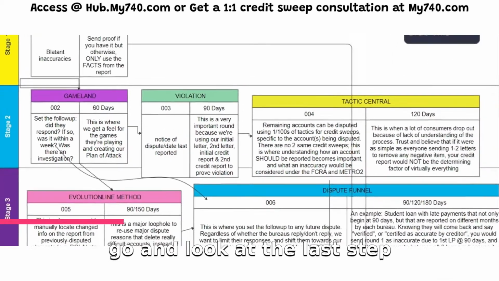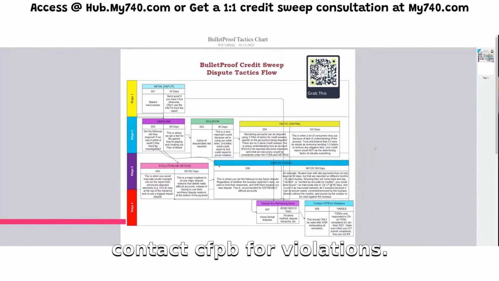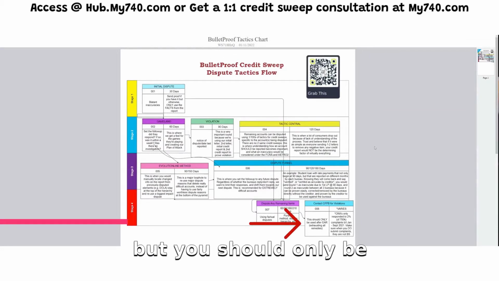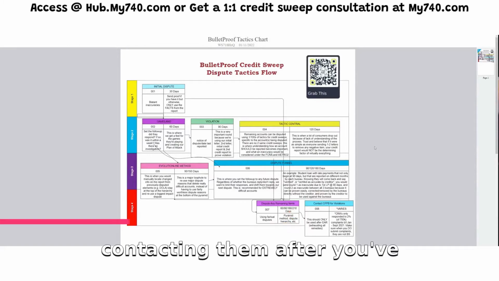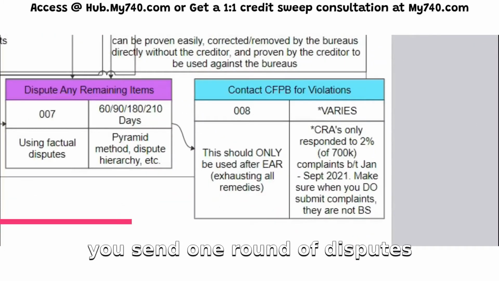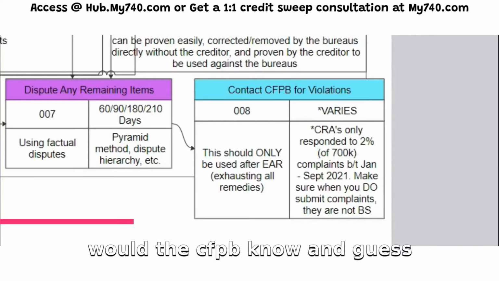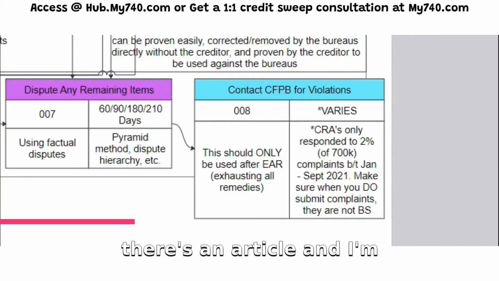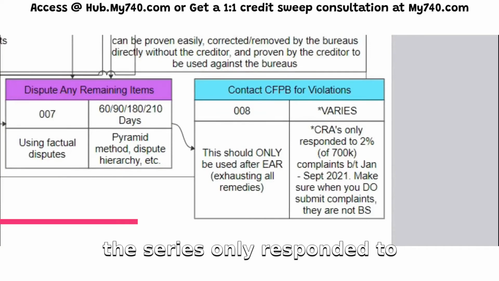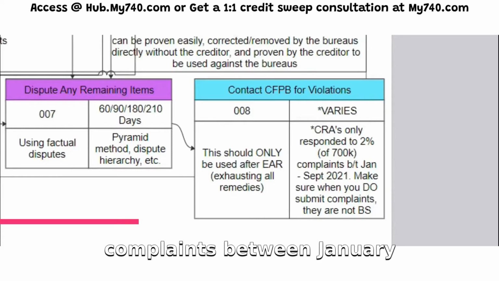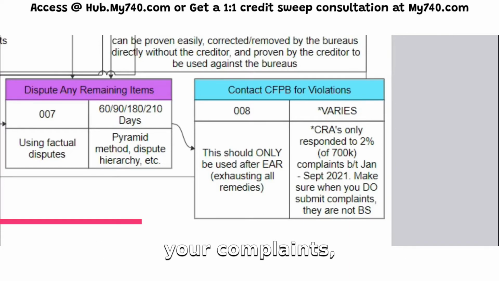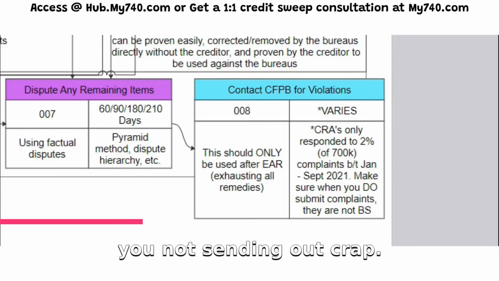Go and look at the last step. Contact CFPB for violations, okay? And obviously the timing on this varies, but you should only be contacting them after you've exhausted all remedies. It does not mean you send one round of disputes and now you're all of a sudden with the CFPB. No, and guess what? There's an article, and I'm going to be showing you this in the next video. The CRA has only responded to 2% of 700,000 complaints between January and September of 2021. Make sure when you do submit your complaint, you're not sending out crap, okay?